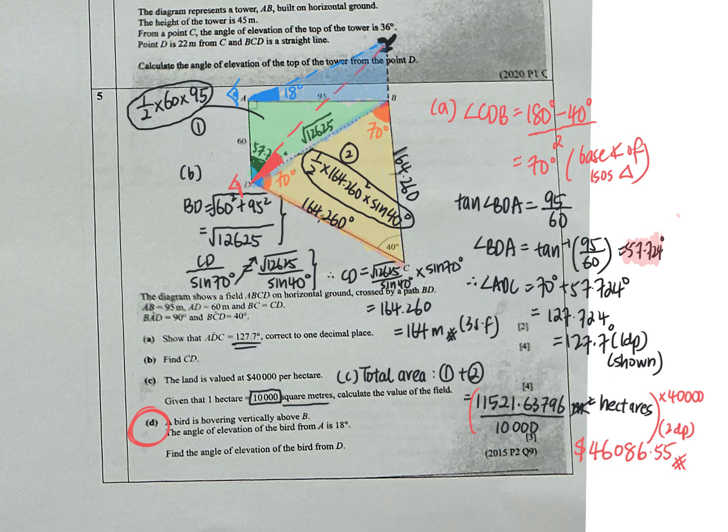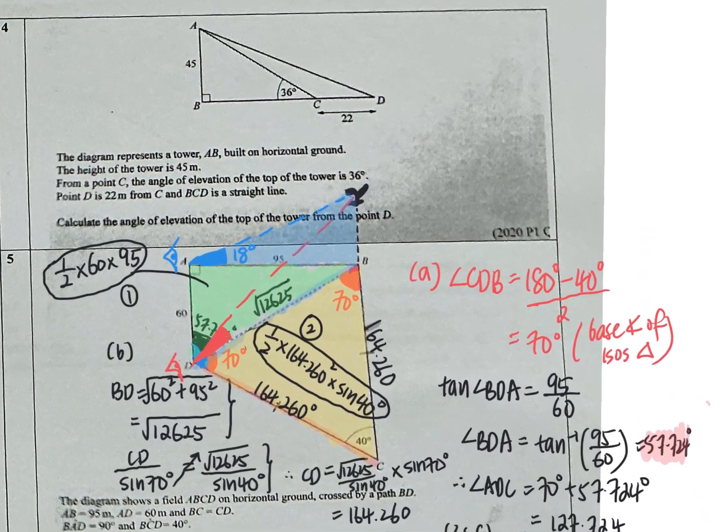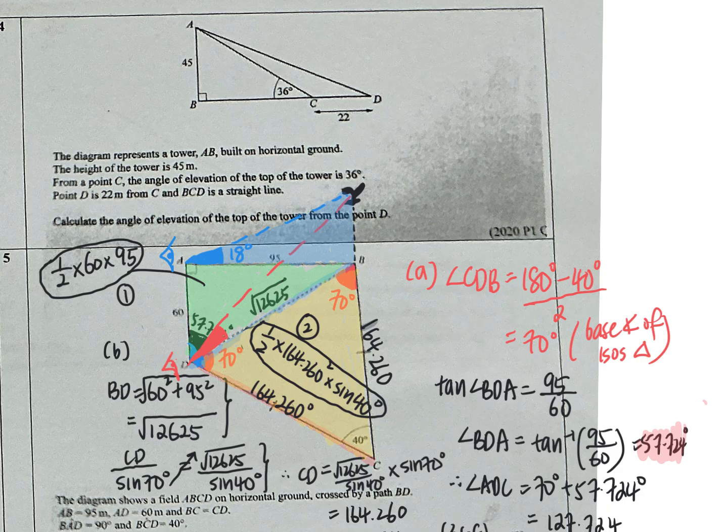This is also a right angle triangle. So let me redraw it so that you can see it easily. Let me just write here, this blue triangle. This is 18 degrees. I don't know what is the height of the bird from the point, but I know this is 95.